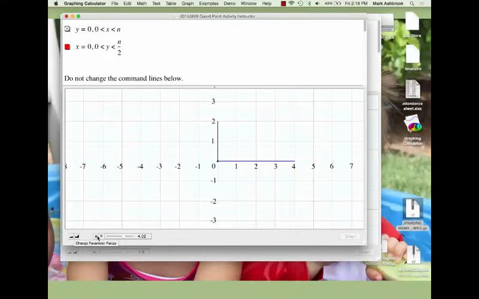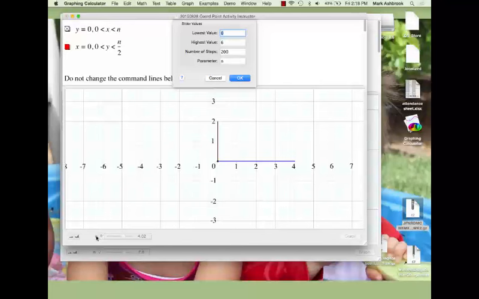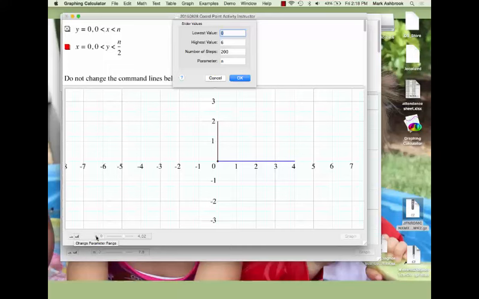Okay, now if you click on n, you get some control over the slider: lowest value, highest value, and number of steps. Number of steps is how many increments. So go ahead and put your lowest value at -6, highest value at 6, and number of steps, 200 is fine. So what am I doing by doing that? By letting n, its lowest value, be -6, what am I allowing for now?